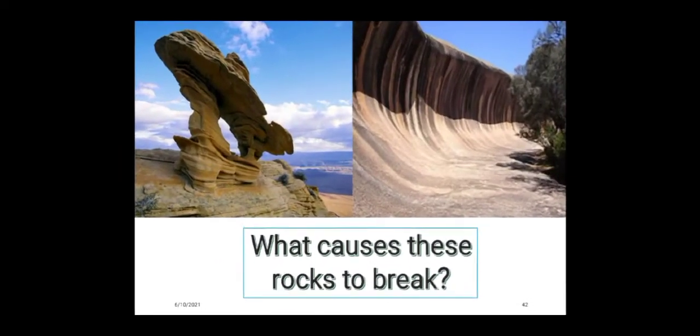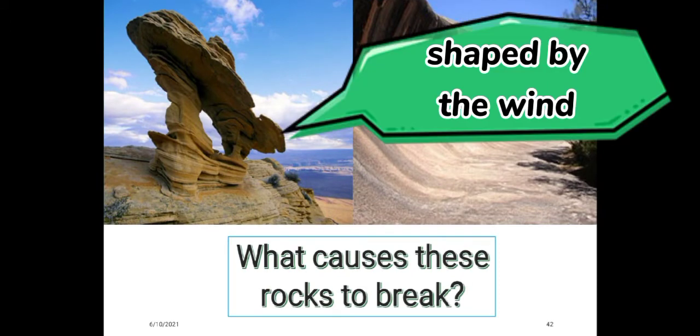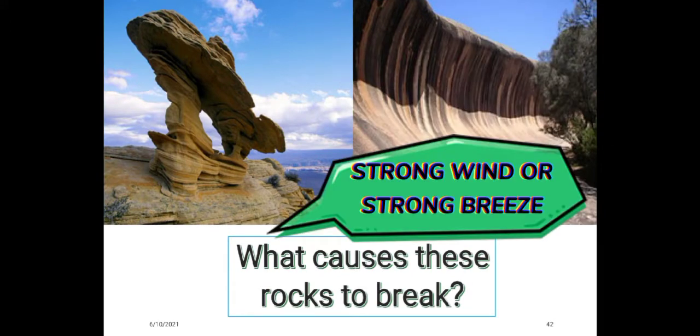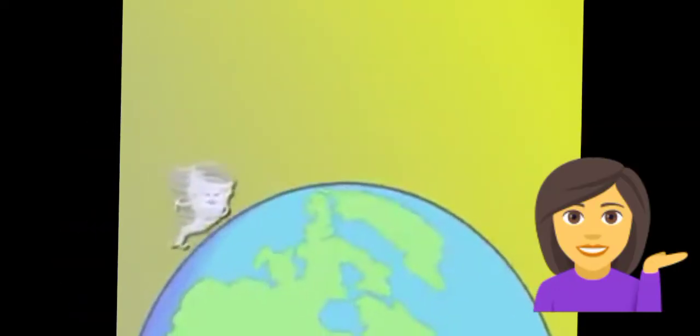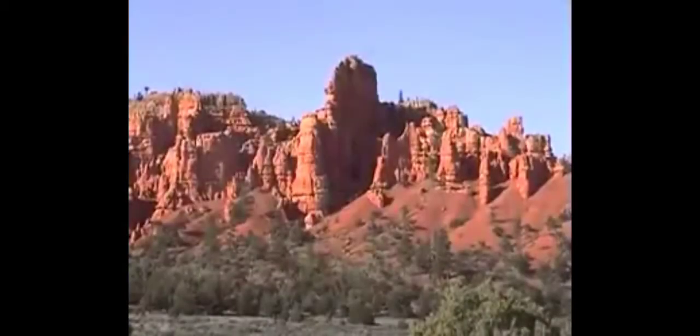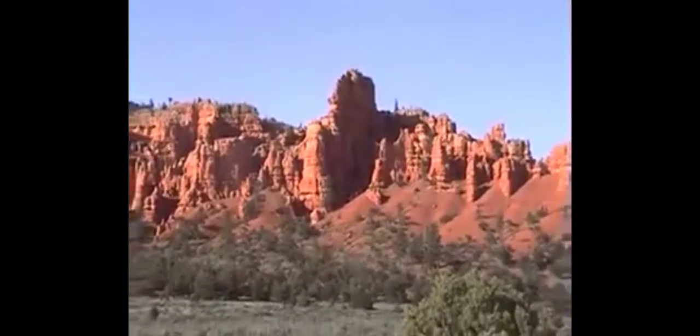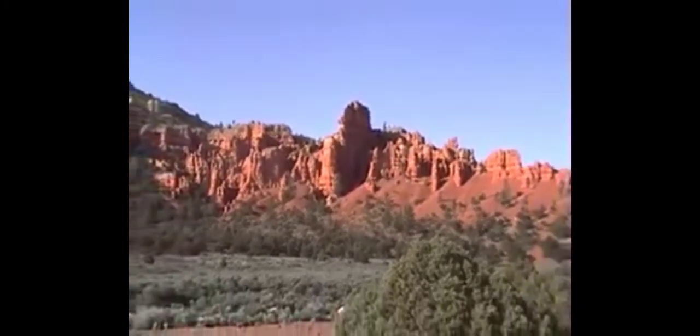In this picture, what causes these rocks to break? It is caused by strong wind or strong breeze. Wind. This landform in Utah may have been smooth at one time. Desert winds carrying sand have weathered this surface.